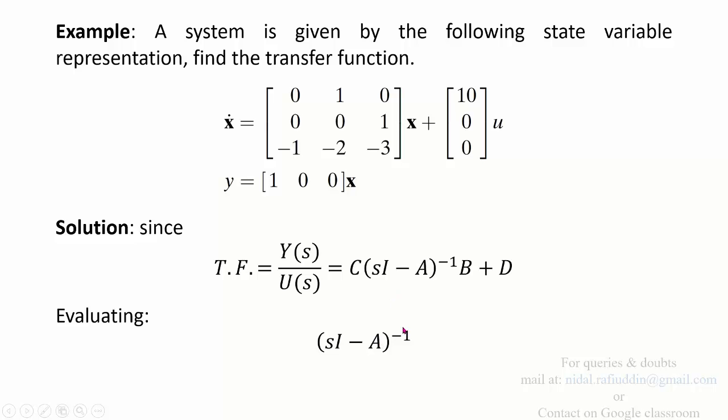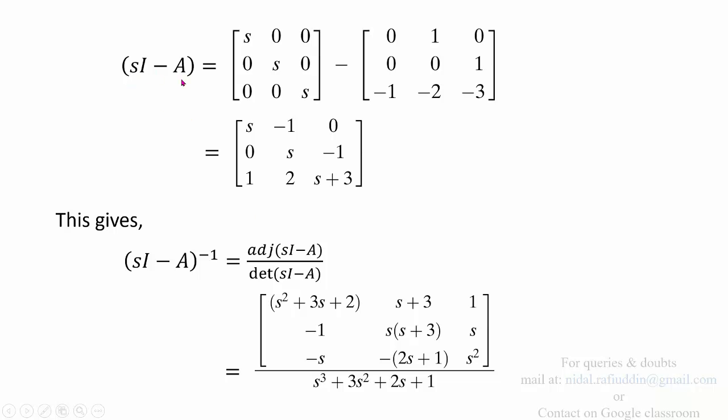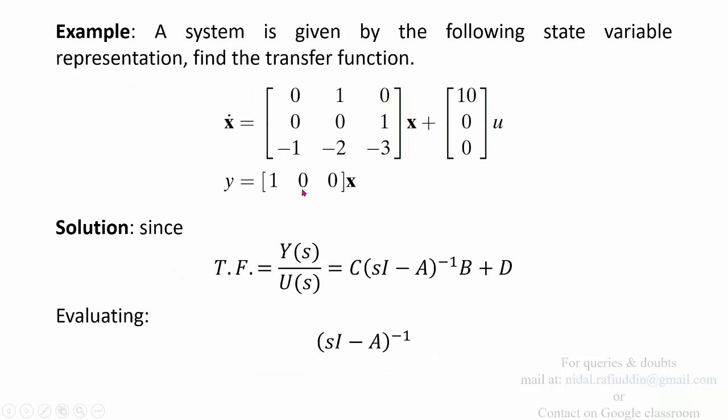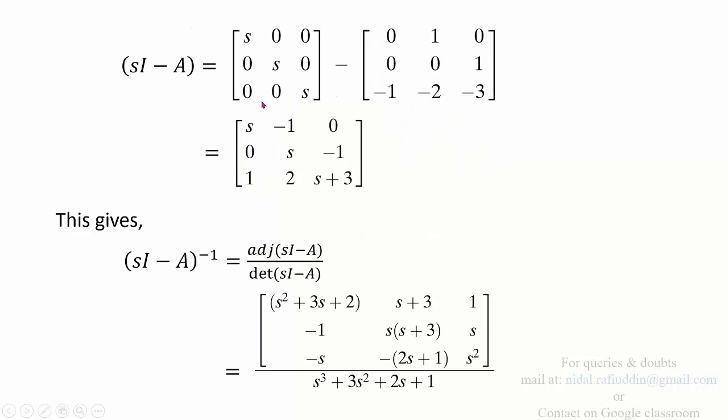Before finding the inverse of the matrix (sI minus A), we will first evaluate (sI minus A). In this case, the matrix A is a 3 cross 3 matrix, and thus we are going to assume the identity matrix to be 3 cross 3. So s multiplied by the identity matrix of order 3 cross 3 minus A is written here. And if you simplify this, you get this matrix, which is given here. And this gives (sI minus A) inverse, which is given by the expression adjoint of (sI minus A) upon determinant of (sI minus A). And I assume that you all know about this as well.